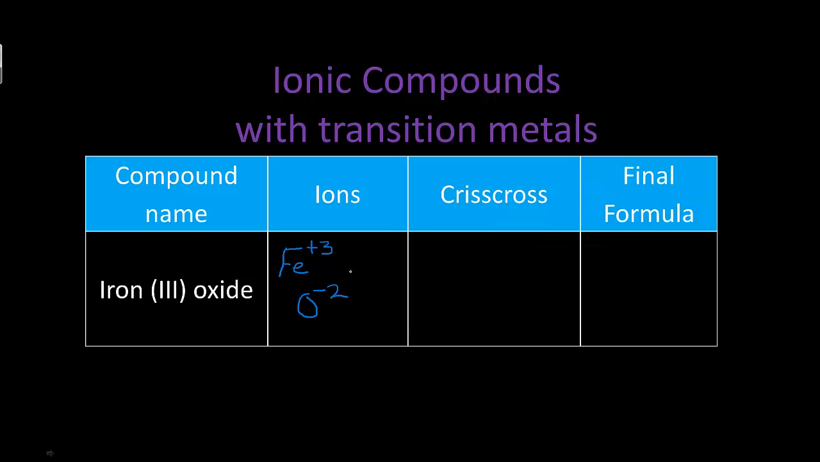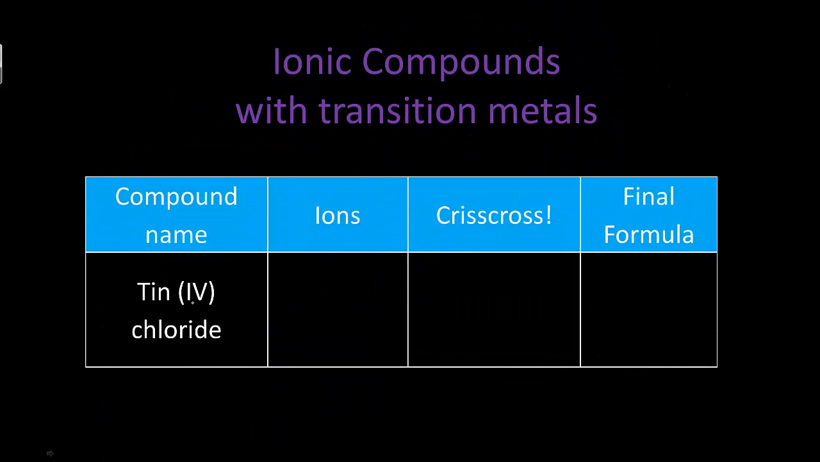Okay, so now that we have our ions, we're going to crisscross. So I'm going to write the iron 3 over here and the O oxygen over there. Now crisscross. That 2 now goes down by the iron, so it's going to be Fe2, and that 3 goes down by the oxygen, which is O3. So our final formula is Fe2O3 because they are in their lowest whole number ratios. They do not have a common denominator. Fe2O3, that's our final formula.